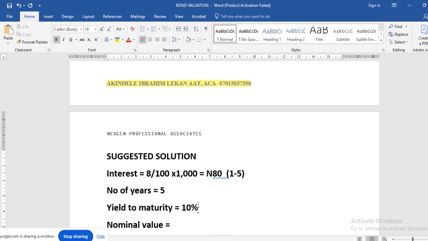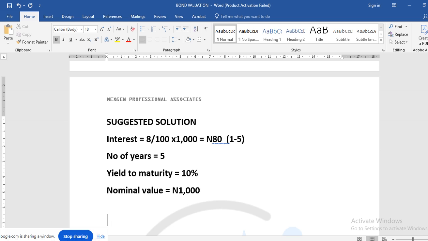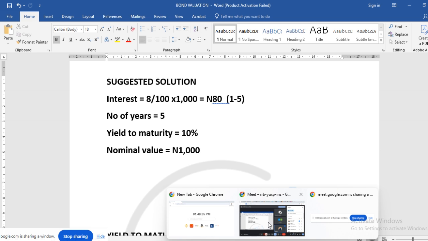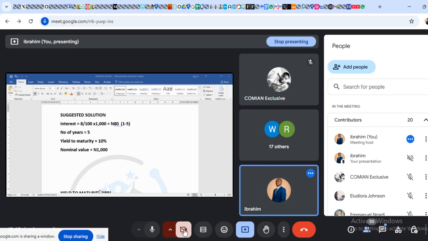As 10%. So the nominal value is 1,000. So now we need to determine the value. What is the question? The current market value of the bond. Don't forget, when the question says calculate the valuation, valuation means market value, class. When the question says calculate valuation, valuation means market value.